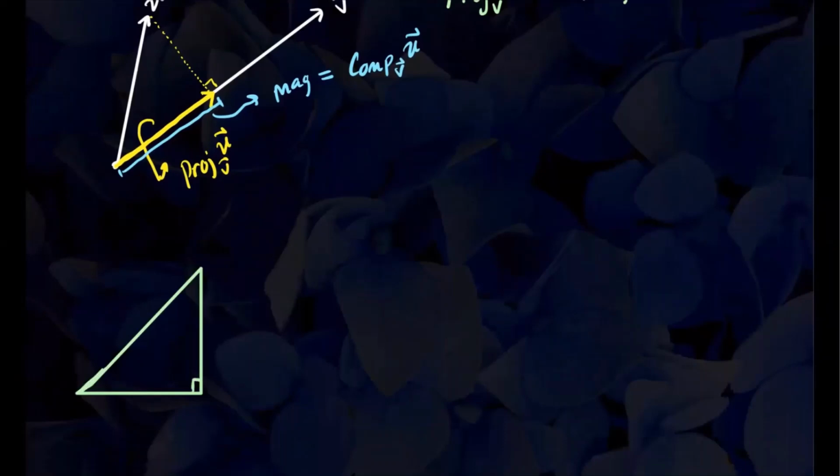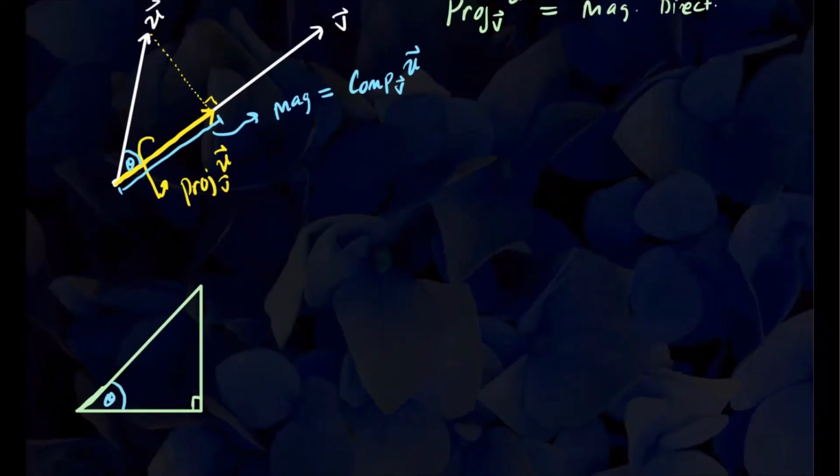Let's say we also know theta. Let's say theta is located right here, between the two vectors u and v. Do we know this length right here? Well, yes, that's the magnitude of vector u. So let's call this the magnitude of vector u. And we want to know what this length is. Let's call that x, because that's what we're looking for. That's the magnitude of this projection vector of u onto v.